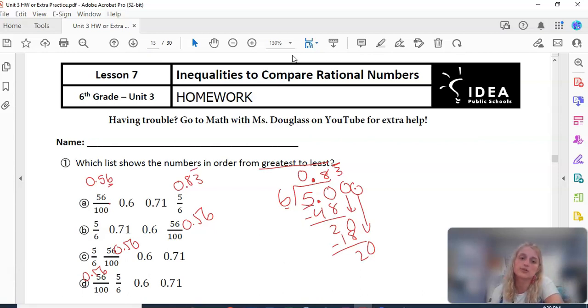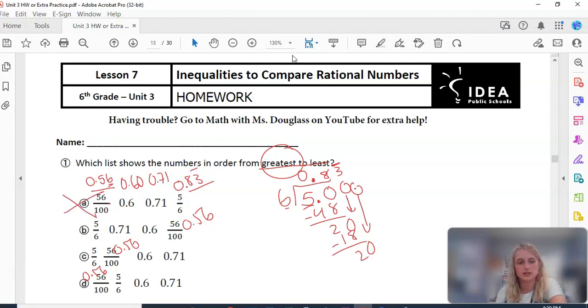When we compare decimals, you want to compare them all in the same place value. This is hundredths, so I'm going to change this one to be 0.60. It's also hundredths, versus 0.71, 71 hundredths. So we're looking for greatest to least. 56, 60, 71, 83, that is least to greatest.